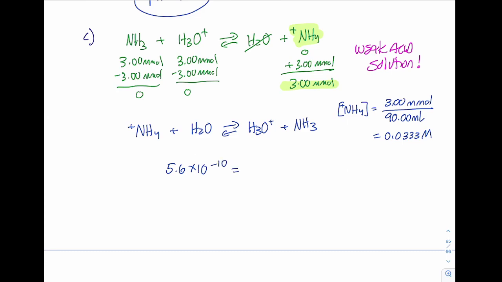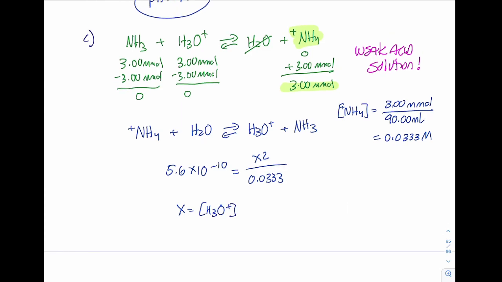And then that's going to be equal to the concentration of this, which is X, multiplied by the concentration of this, which is X, so X squared, over the concentration of ammonium ions, which is 0.0333 minus X. But again, because my Ka is small, we can ignore that minus X. I'm going to solve for X, which is my hydronium ion concentration, right? Rewrote an acid dissociation equilibrium equation. So I'm just typing into my calculator here. And I got X to be 4.3 times 10 to the negative 6 molar.